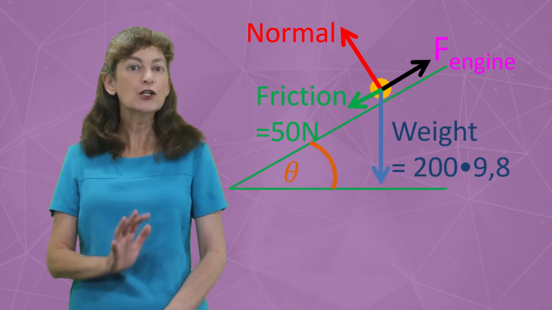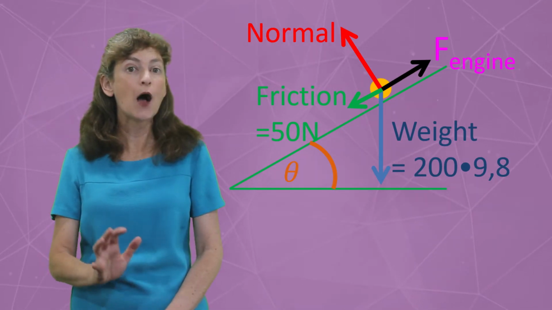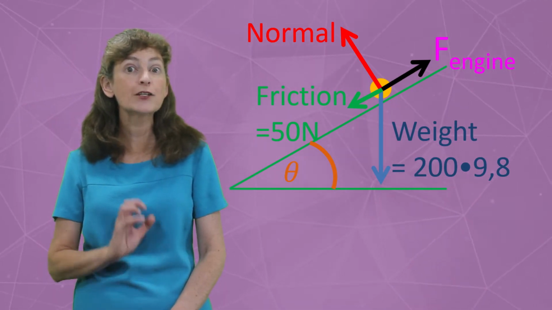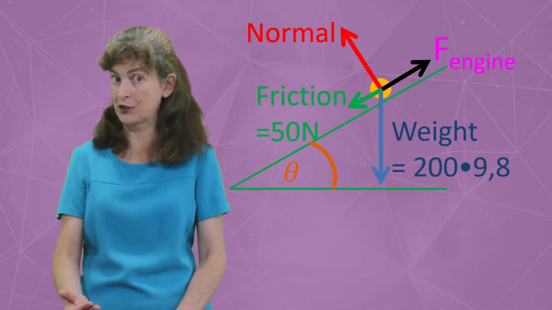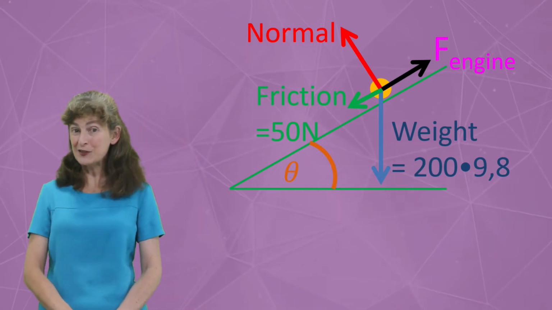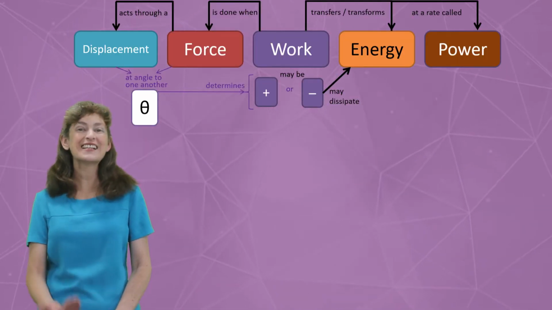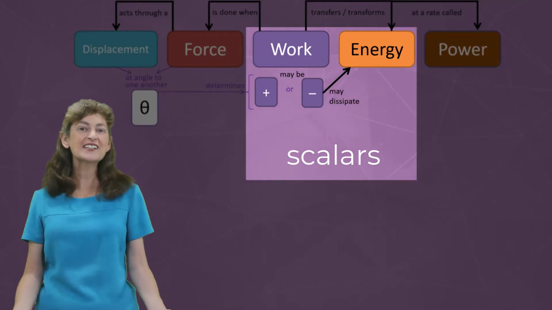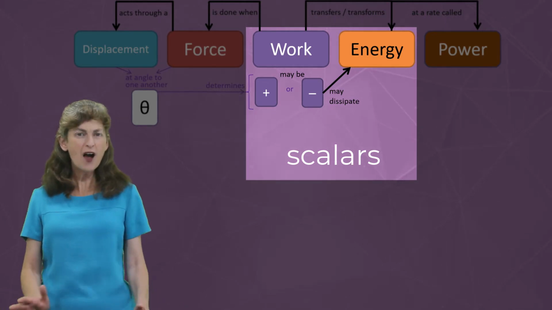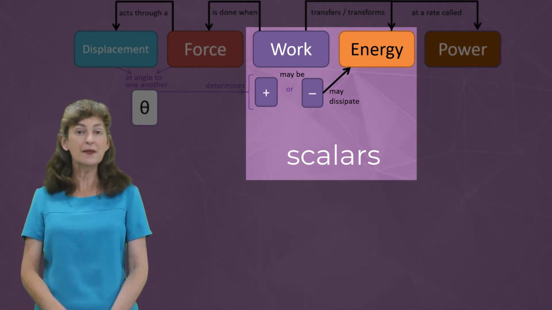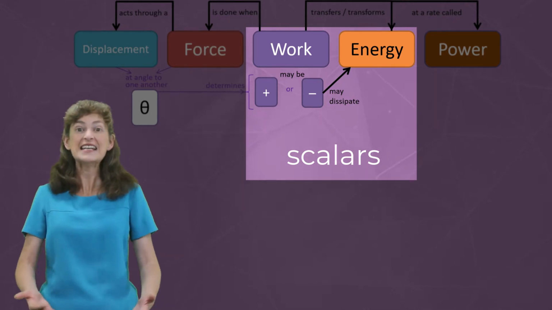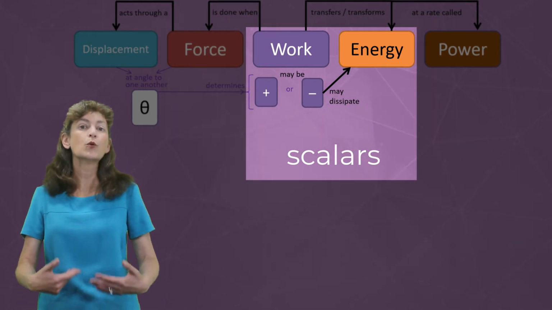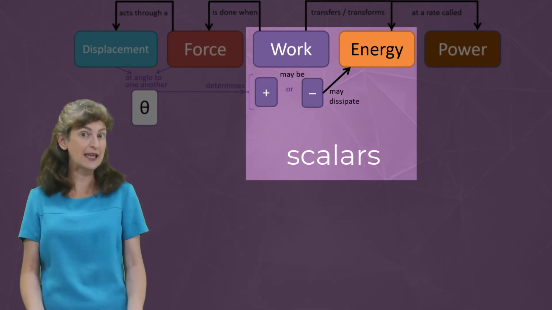Now, let's look at each of these forces and see how their directions compare to the displacement the car undergoes up the slope. As we do so, remember that work is a scalar, so these signs don't mean direction. Rather, positive work means that the work done increases the energy of the object. Negative work means that the work done decreases the energy of the body.